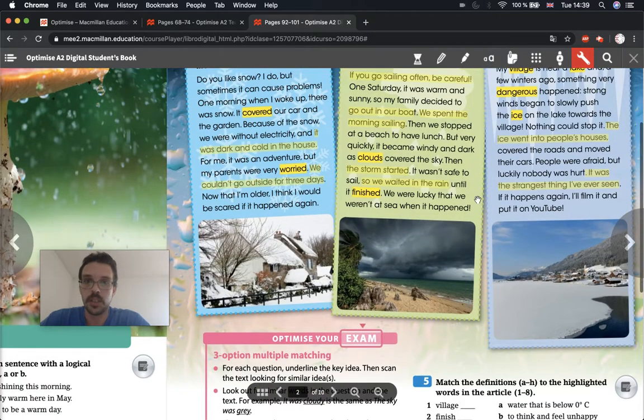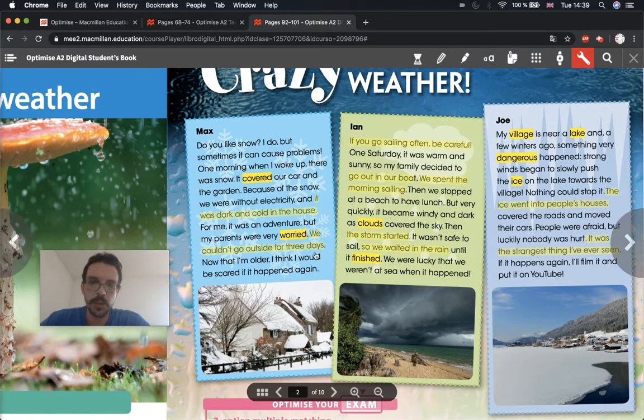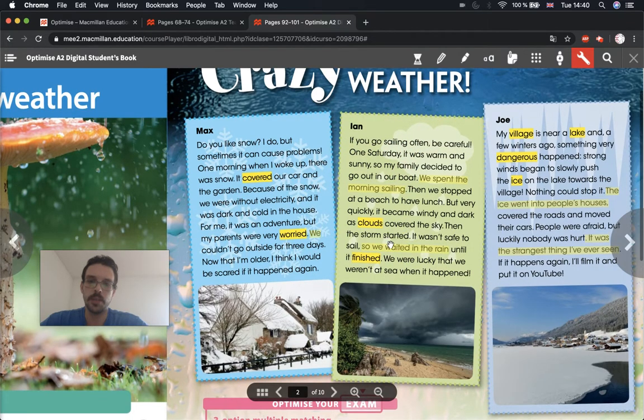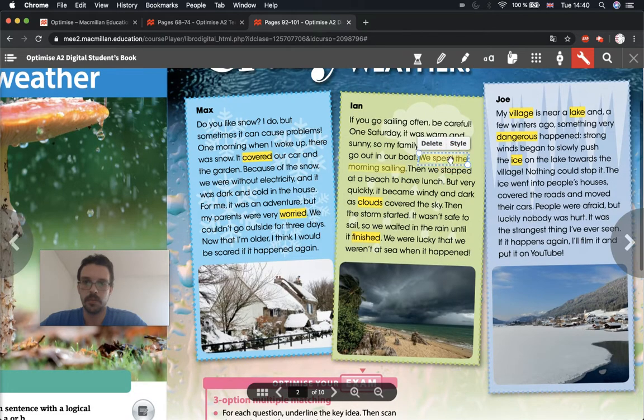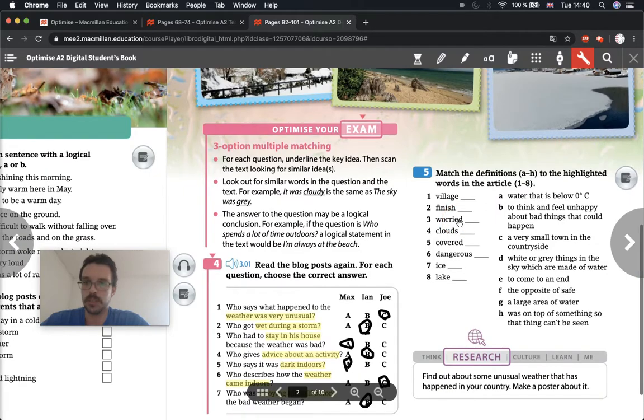Now, before you try on your own, we'll just have a look at some of this vocabulary. So I'll get rid of my highlights here. And then we'll look at the words in the text which are highlighted. These are our vocabulary words: covered, worried, clouds, finished, village, lake, dangerous, and ice. I think you know most of these words, so we can just match them to the definition straight away.